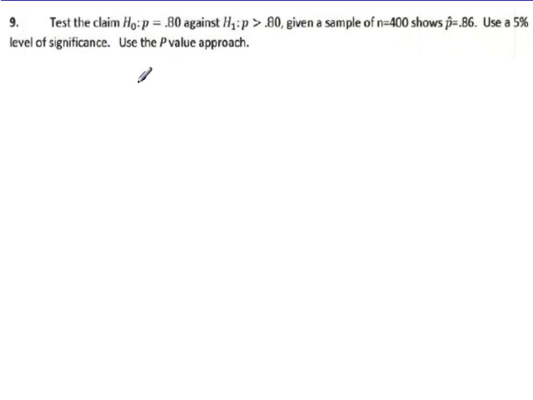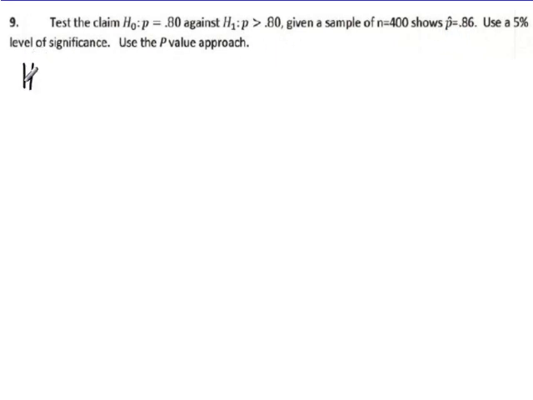Let's test a claim for a null hypothesis. Here we're given an abstract problem where we're looking at a proportion P of a population being 80% against an alternative hypothesis that this proportion of the population is greater than 80%. We're given a sample of 400, and it has shown that we get this sample proportion of 86%, 0.86. So we want to use a 5% level of significance in the p-value approach.